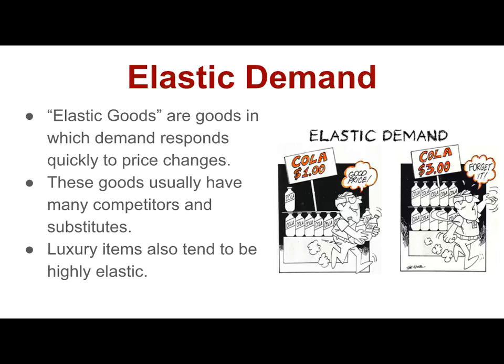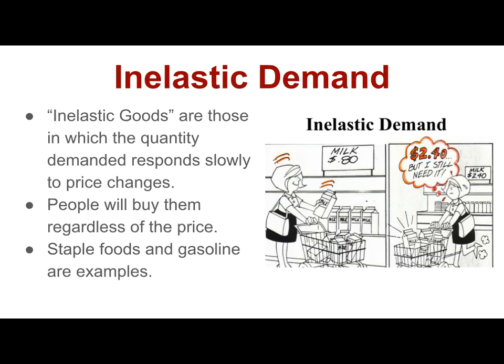Luxury items also tend to be highly elastic. Basically, it's anything that you don't need or that has a lot of substitutes out there. You're going to have an elastic demand. Now, inelastic demand is the opposite of that. Inelastic goods are those in which the quantity demanded responds very slowly and generally not very much to changes in price. That is, that people will buy those goods almost regardless of the price that is set on them.